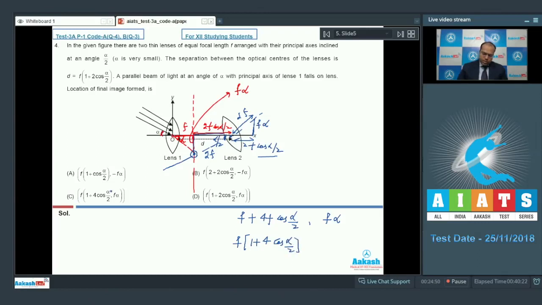So option C is the correct answer. This bracket is placed wrong. So the correct answer for question number 4 is option C.